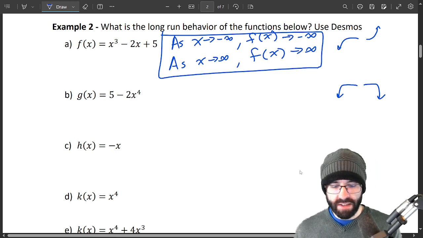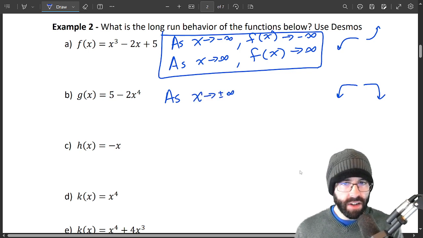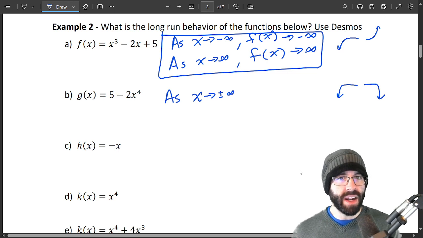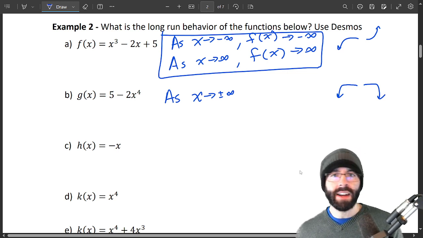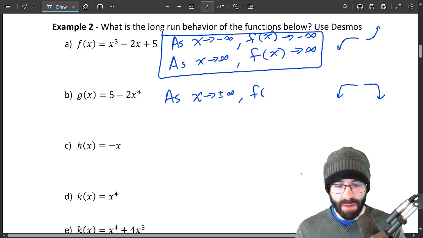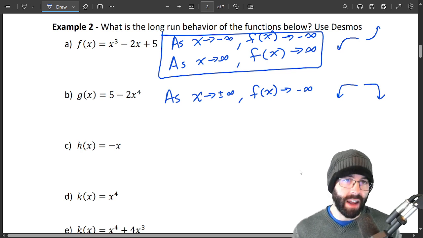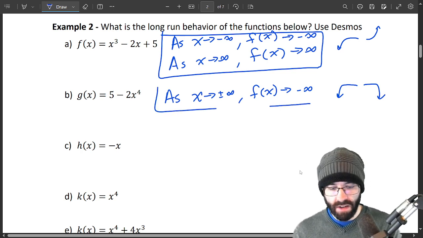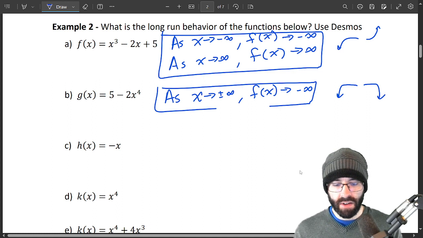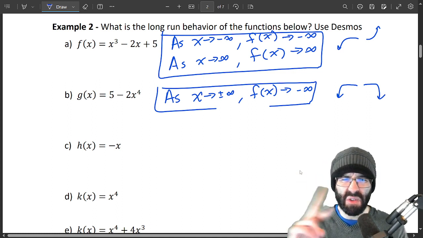So you could write it very similarly, or we could take a little shortcut. As x goes to positive infinity or minus infinity, the plus or minus means it doesn't matter. As x goes to positive infinity or negative infinity, the function does the same thing. The function is going all the way down to negative infinity. Okay, so we're on the lookout for patterns. We only have two things so far. Kind of hard to find a pattern.